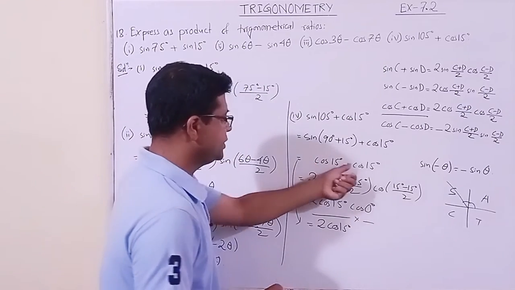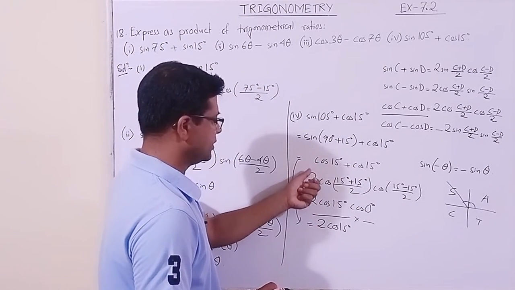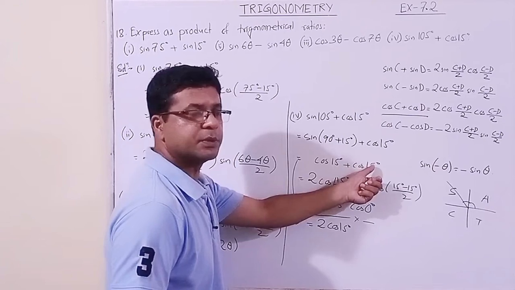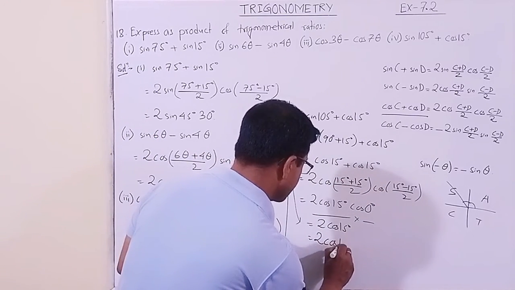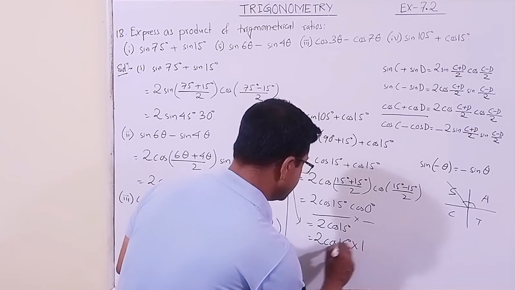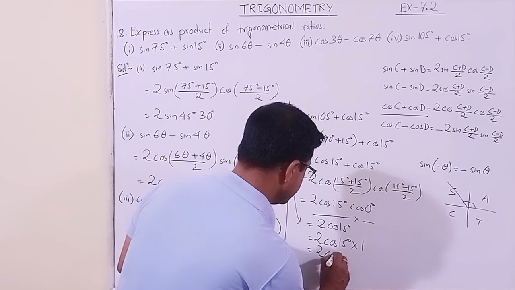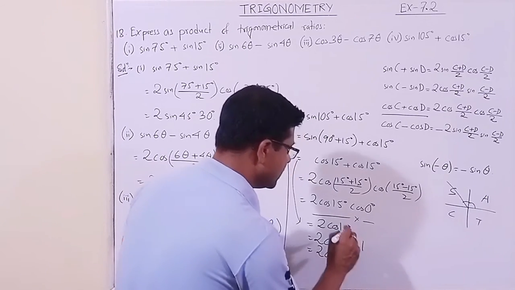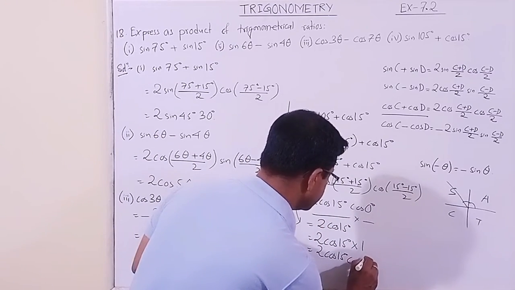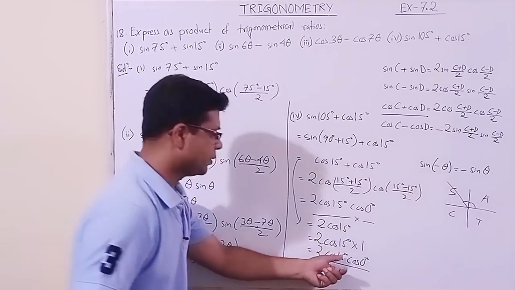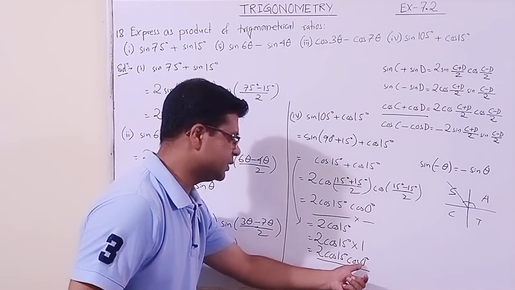So if we add these two, this is another method of this. Cos 15 plus cos 15 is how much? Twice cos 15. So I am explaining in this way. This can also be written as 1 times twice cos 15 degree. Now what is cos 0 degree? 1. So we can also write cos 0 degree. Thus we have expressed it as a product, because here 1 means cos 0 degree.